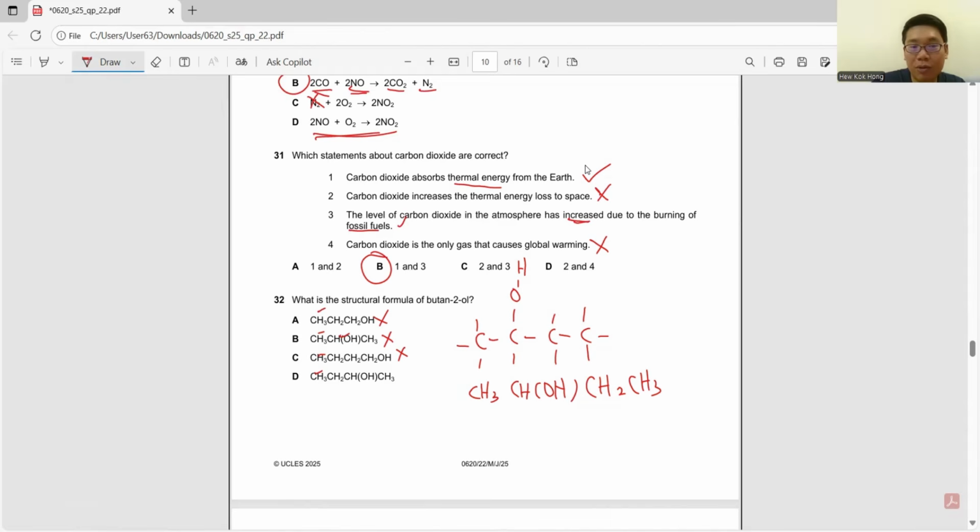These two also cannot, because the OH is on the side, so it's not butan-2-ol, it's butan-1-ol. So the only answer is D because they read from the right. Okay, because we know we can name the carbon from left to right or right to left. So CH3, CH2, CHOH, CH3, correct.